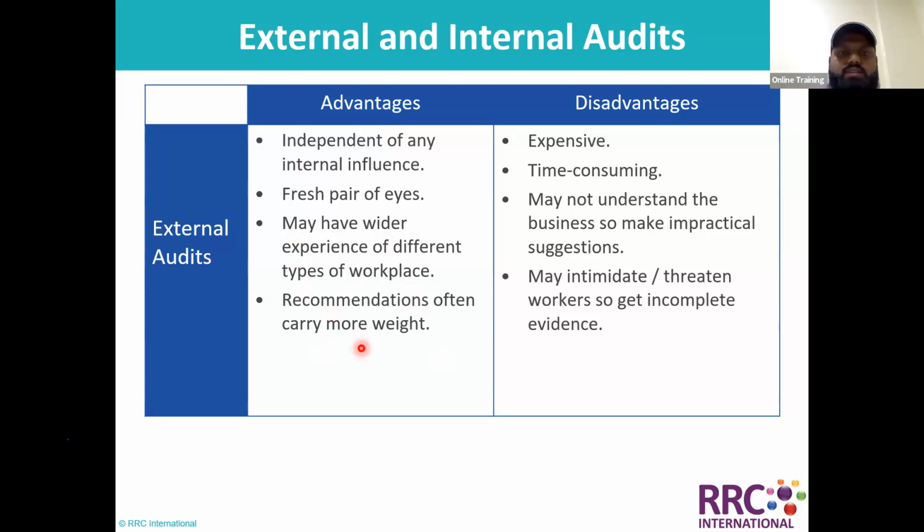But on the other side, what are the disadvantages? Expensive, money, time consuming, will take time, will check each and everything. He may not understand the business, so makes impractical suggestions. He doesn't understand the business and he would give you some kind of suggestion which you cannot implement over there. For example, he would be the auditor of the operation side, and he is doing the audit of a plant in construction.